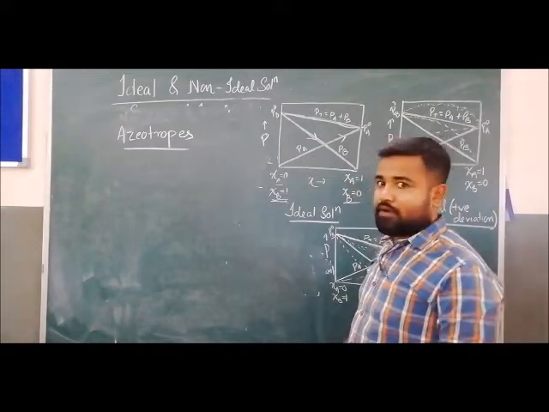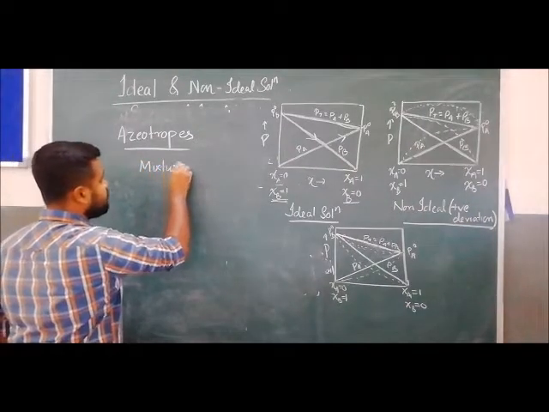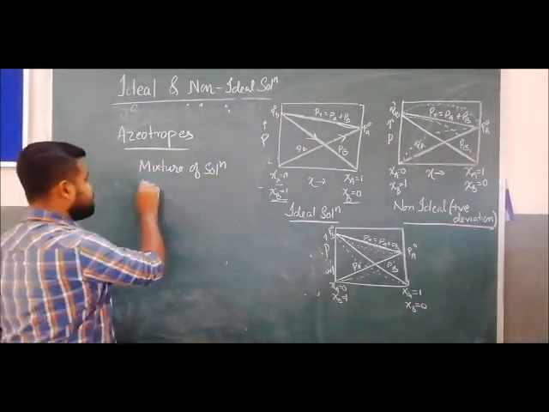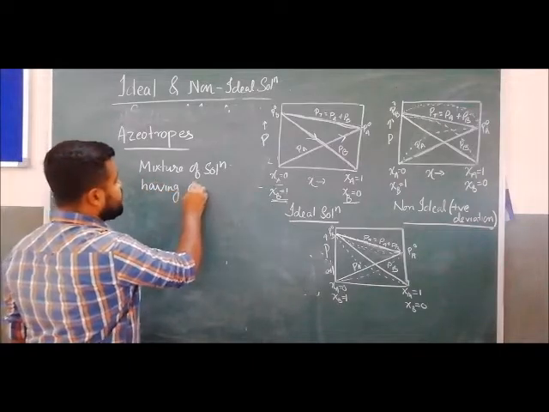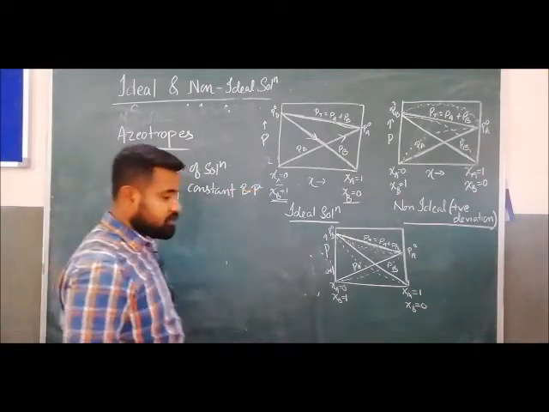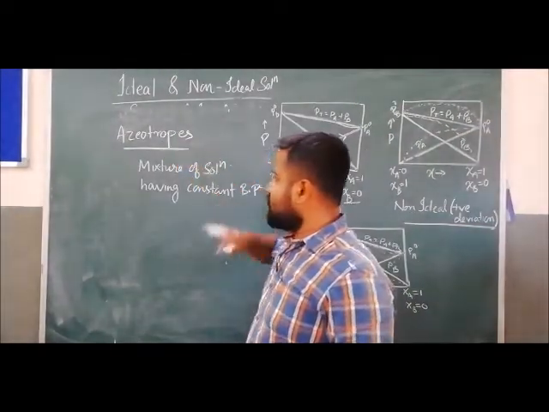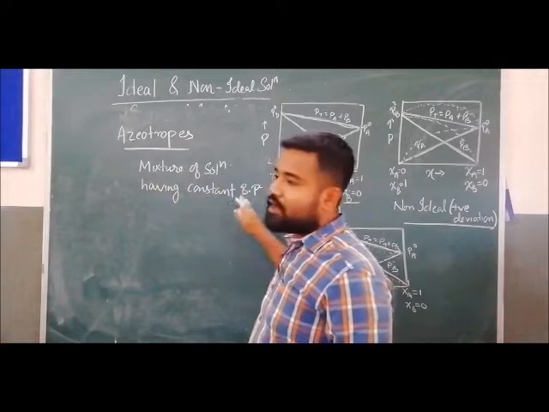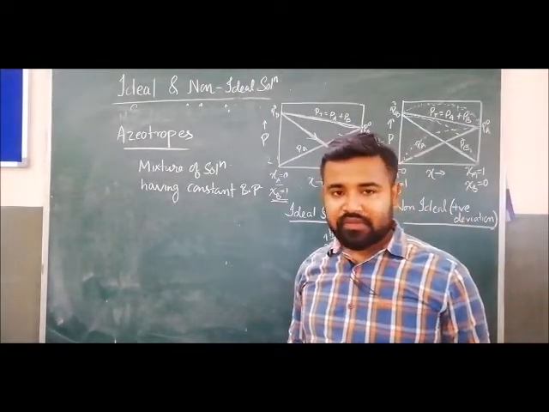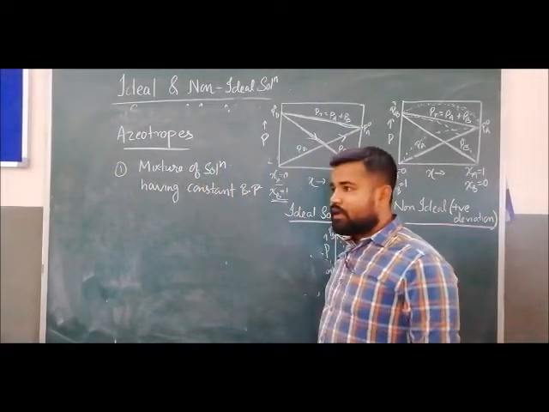So what are azeotropes? Azeotropes are those mixtures of solution having a constant boiling point. Clear? Those having a constant boiling point are known as azeotropes.